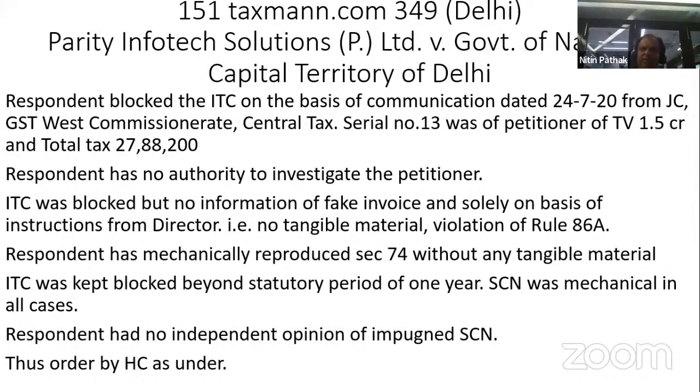ITC was blocked, but there was no information of fake invoices, solely on the basis of instruction from the director. There was no tangible material, in violation of Rule 86A. The respondent has mechanically reproduced Section 74 without any tangible material. ITC was kept blocked beyond the statutory period of 1 year. The SCN was mechanical. In all cases, the respondent had no independent opinion on these things. Thus, the order of the High Court is rendered.